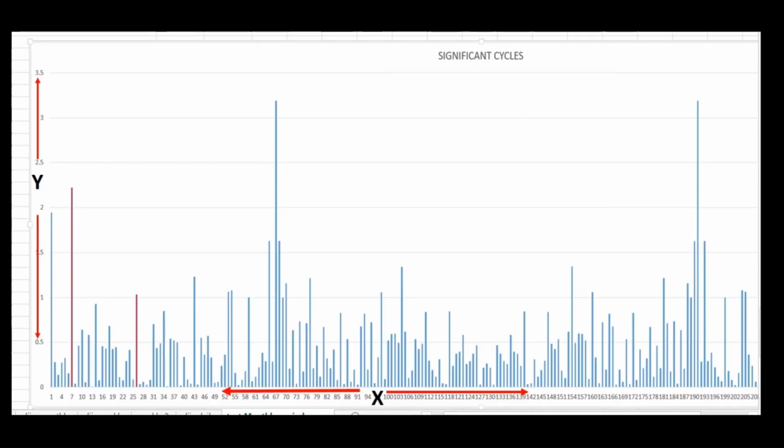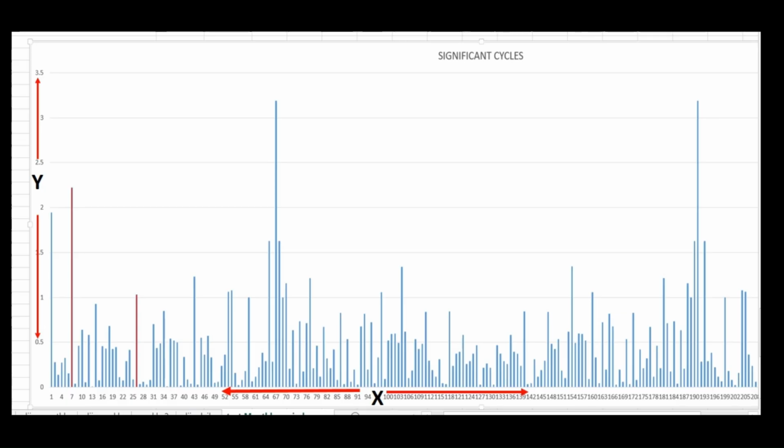How to read the periodogram. The horizontal axis, X, is the frequency. The vertical axis, Y, is the power or magnitude. Find the highest peak and look at the frequency value under that spike. Locate that same frequency in your spreadsheet's frequency column. Look at the value in the next column, the period column.